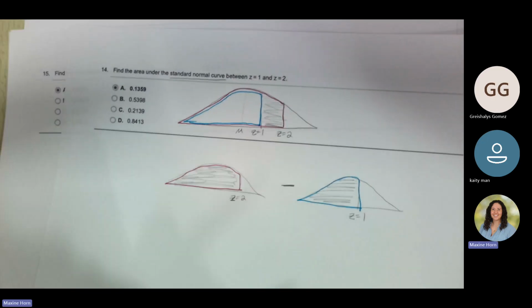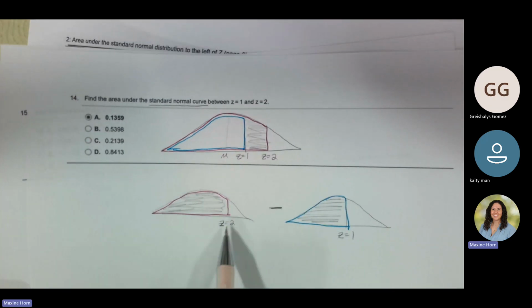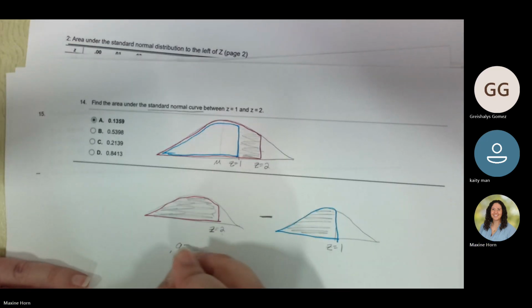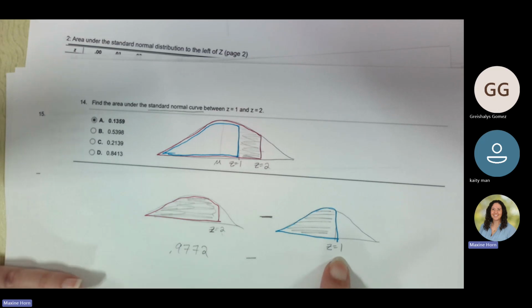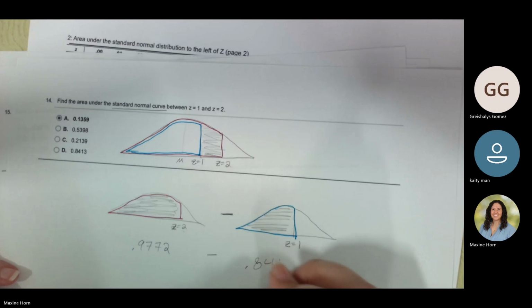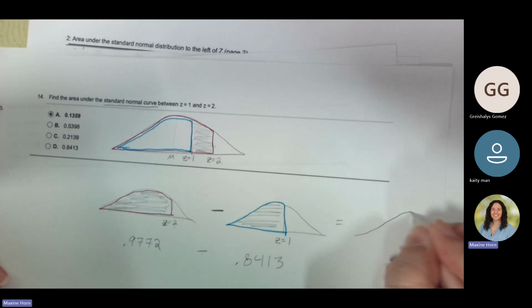If you're using the table, you go pull up your table. We want to find the area to the left of a z-score of 2. 2.00, 0.9772. Okay, and then we're going to subtract the area to the left of a z-score of 1. So I'm going to go back. 1 is 0.8413.